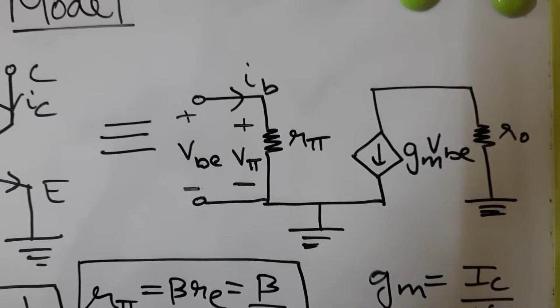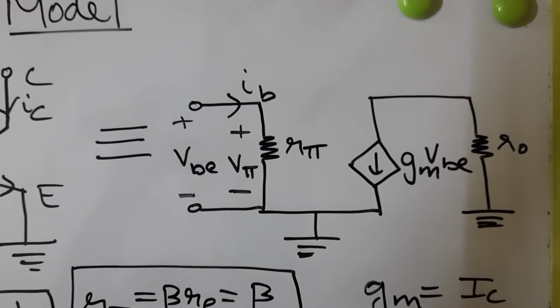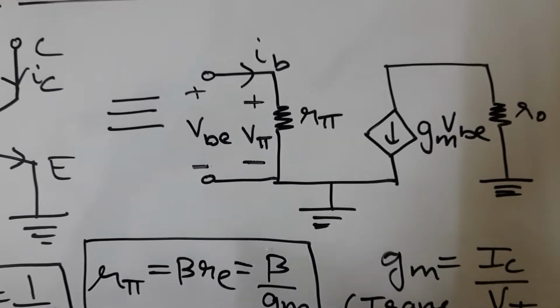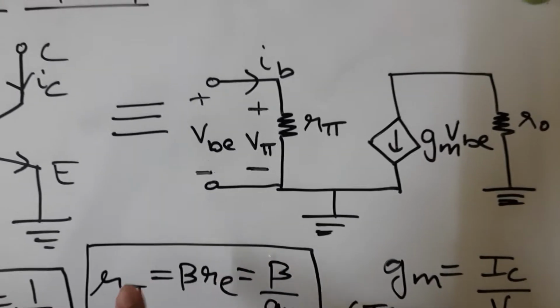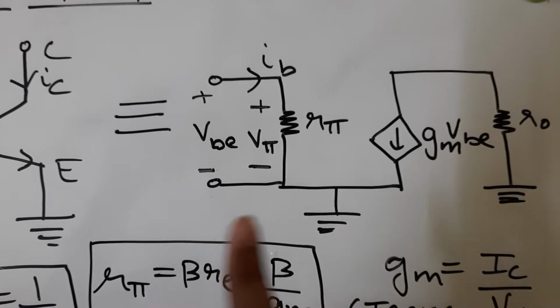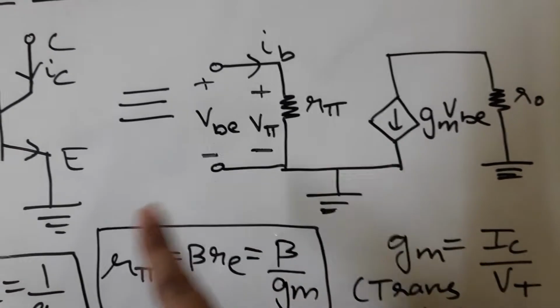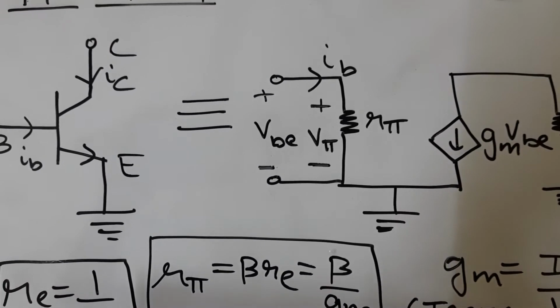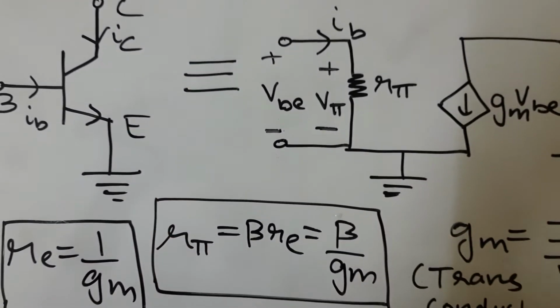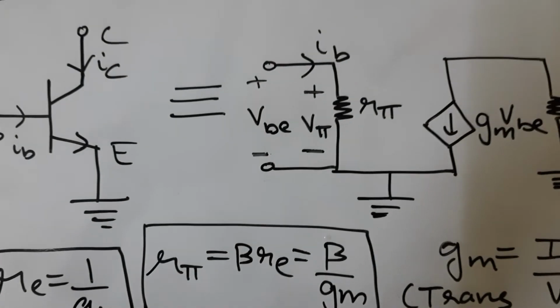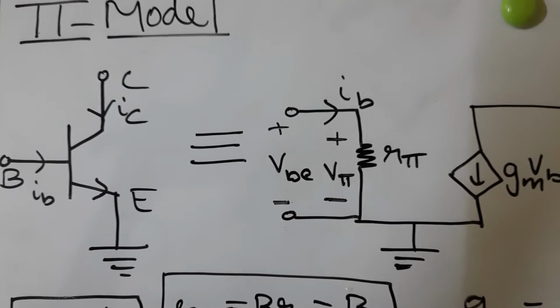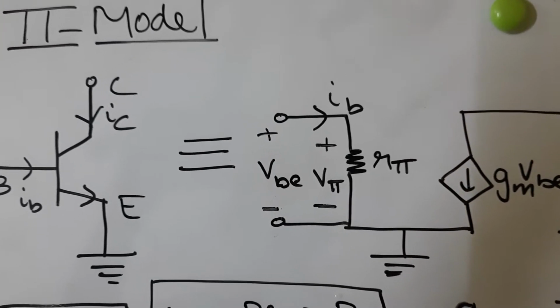Now comparing to the RE model, we see that beta RE is nothing but same as R pi, which is equal to beta by Gm. So from the equation here, we can also conclude that RE is equal to 1 by Gm. This is for common emitter configuration.